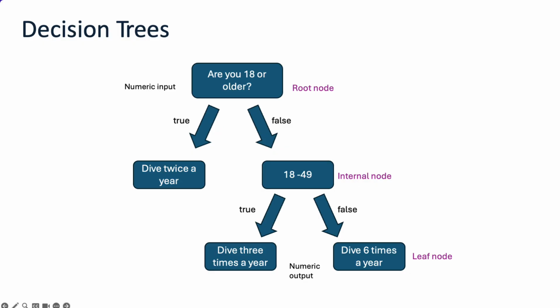Trees are made out of nodes, and the root node has only arrows that come out of it. No arrows go into the root node. Internal nodes have arrows going into and out of them, and then the leaf nodes are at the bottom of the tree and only have arrows going into them. The root node is chosen from the feature that correlates best to our label.